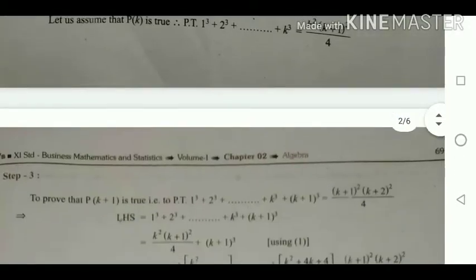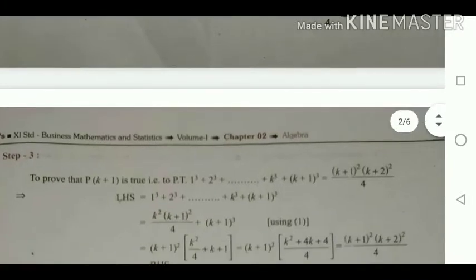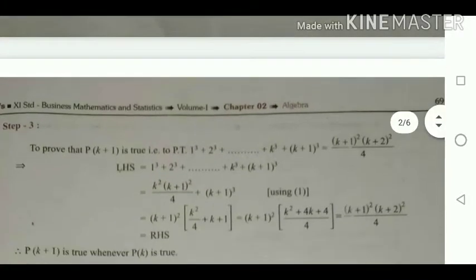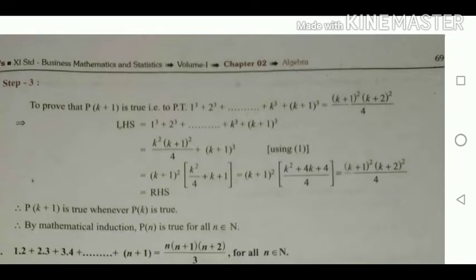Therefore the third statement means to prove P of k plus 1 is true. Instead of k, I am writing 1 cube plus 2 cube plus ... plus k cube plus (k plus 1) whole cube equal to, in the place of k you have to write k plus 1 square, and in the place of n plus 1, k plus 1 plus 1, equal to (k plus 2) whole square divided by 4. So in LHS, 1 cube plus 2 cube plus ... plus k cube plus (k plus 1) whole cube. Here we are using 1.